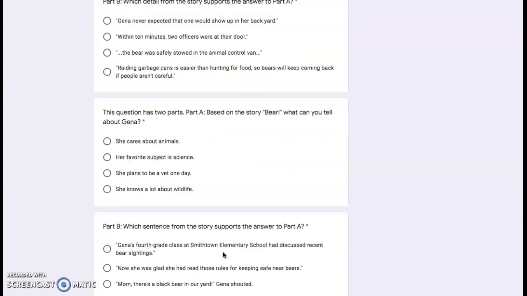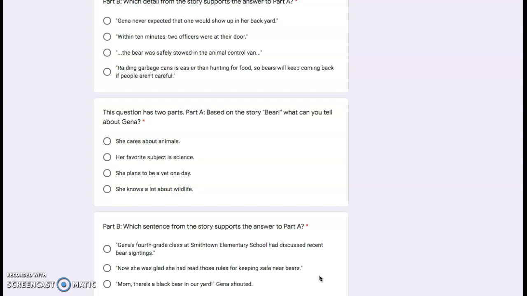Okay, if we move down to the other set of questions, this question has 2 parts. Part A: based on the story Bear, what can you tell about Gina? Our first choice is that she cares about animals. Do we think she cares about animals? What would she have said to indicate that? Her favorite subject is science. I don't remember anything about science in there. She plans to be a vet one day. Don't remember that either. Or she knows a lot about wildlife.